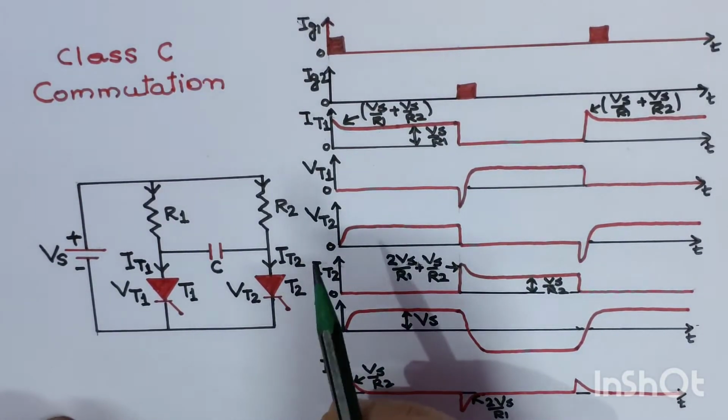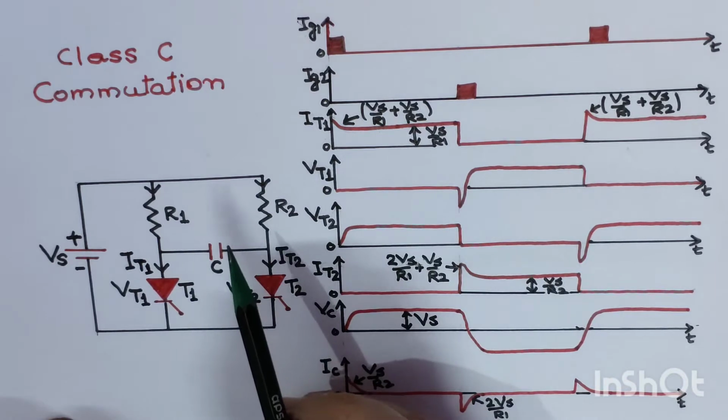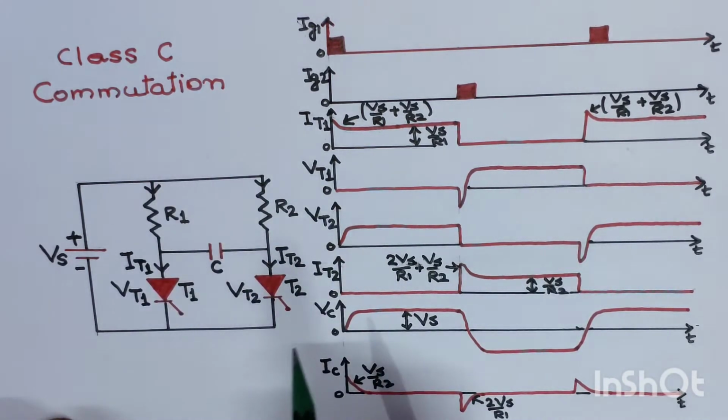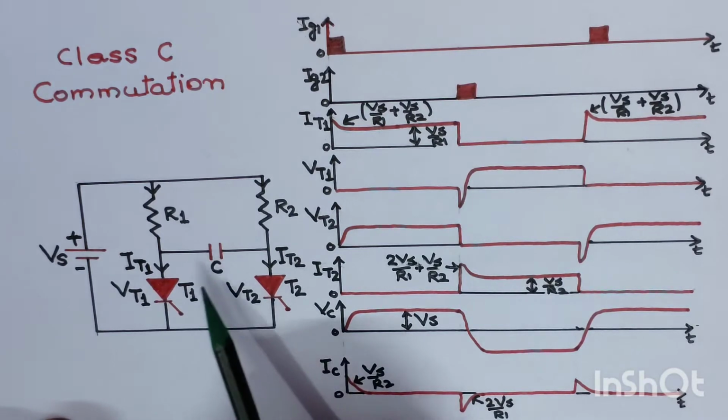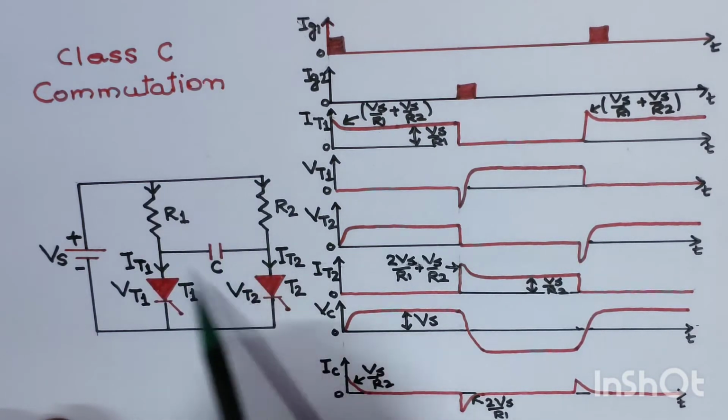In this lecture, I will discuss the class C commutation. What is meant by commutation? It means if some thyristor is running and we want to switch it off, that is called commutation. So, what is the commutation in this circuit?